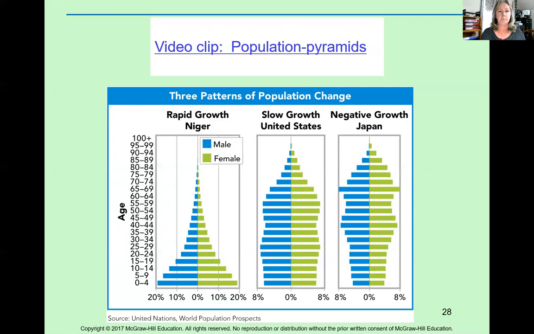But again, you see the population of Africa, you're going to see this steep pyramid, underdeveloped, slow growth. United States, this is your developed country, pretty much cylindrical here, and negative growth. So this would be where you see a small base. So you have to think, this is the future of your population.